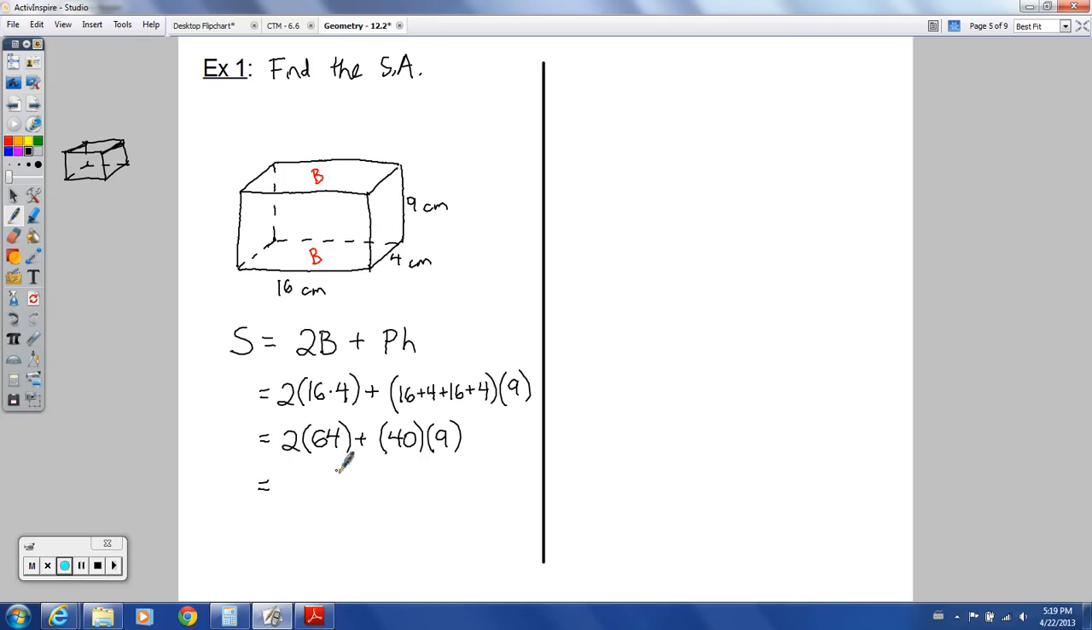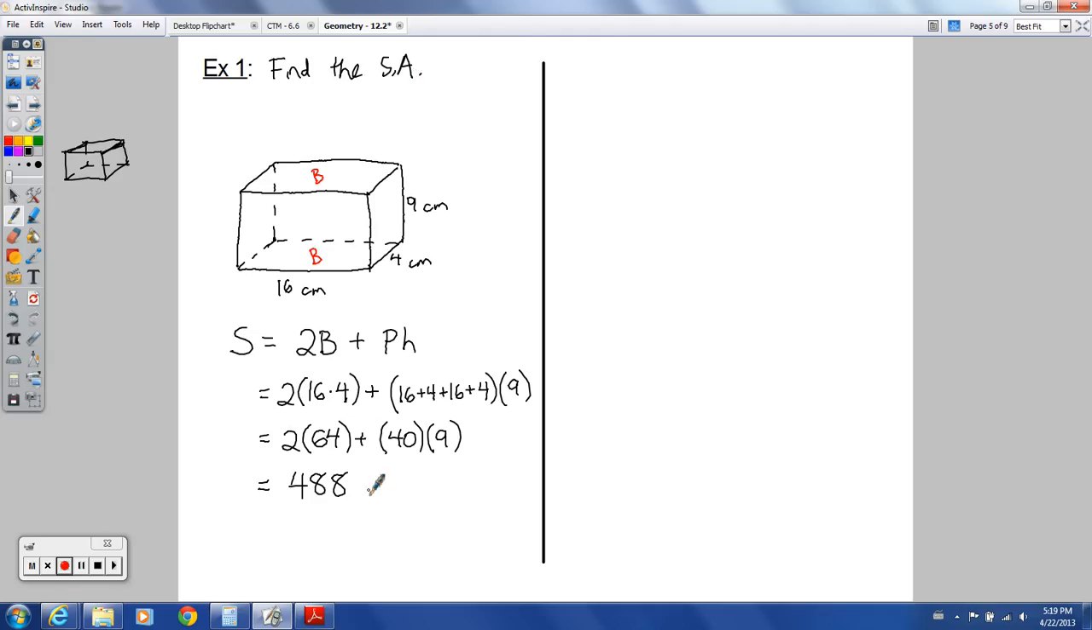320 right there. I'm sorry, I meant to say 360 right there. I was thinking that was an 8 for some reason. I don't know why. So 128 plus 360 would give me 488. Now this is the surface area.